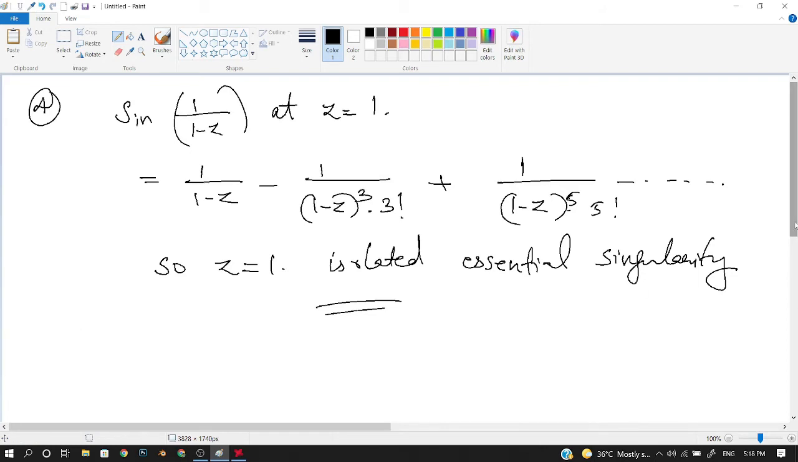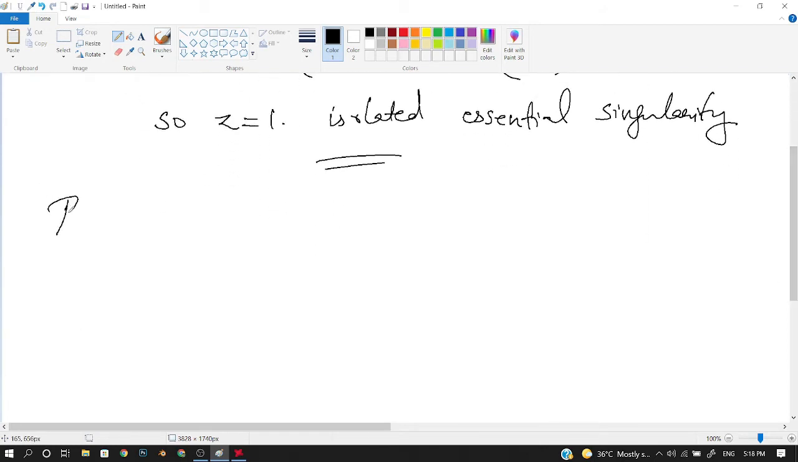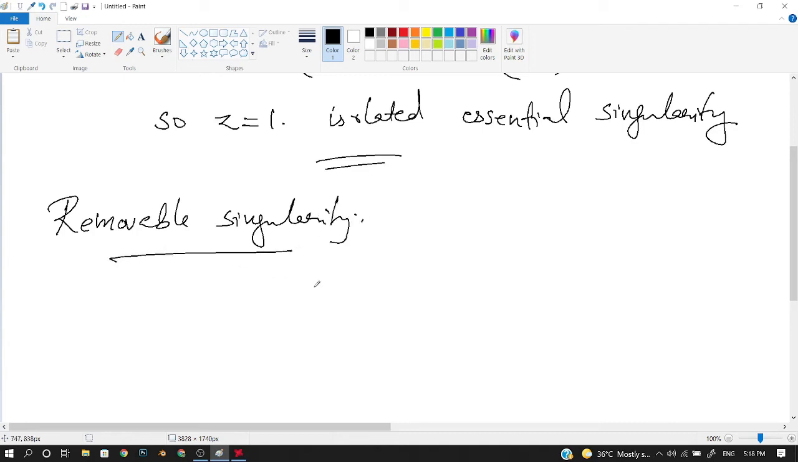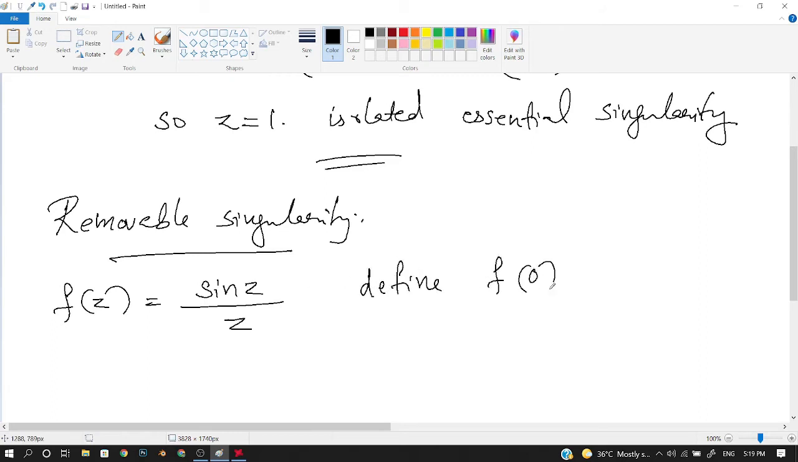Now let us move to the next singularity, that is known as removable singularity. A function f of z has a removable singularity at z equal to z0 if f of z is not analytic at z equal to z0, and it can be made analytic by suitably defining f of z0. For example, f of z is equal to sin z divided by z, and here define f of 0 equal to 1.